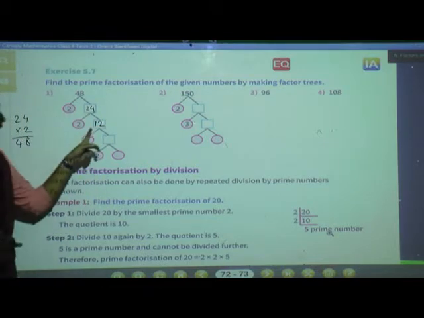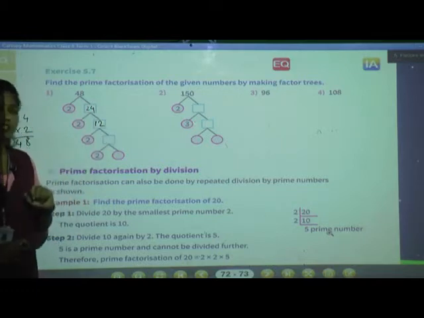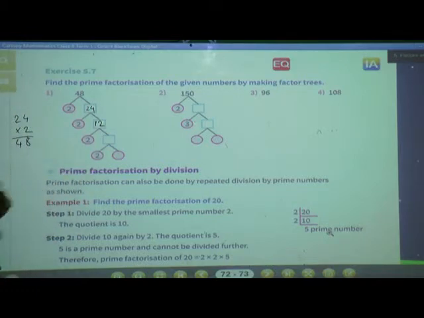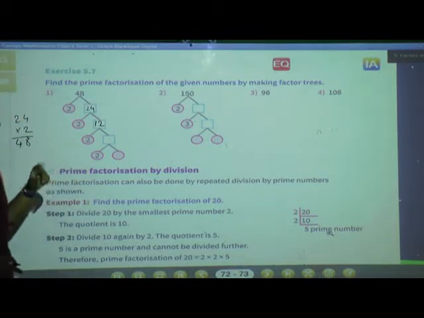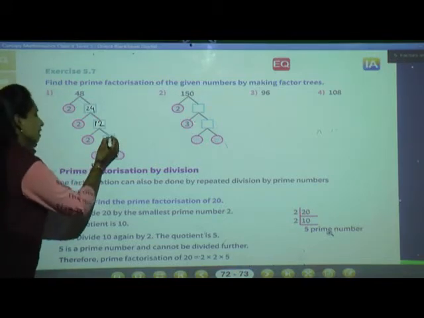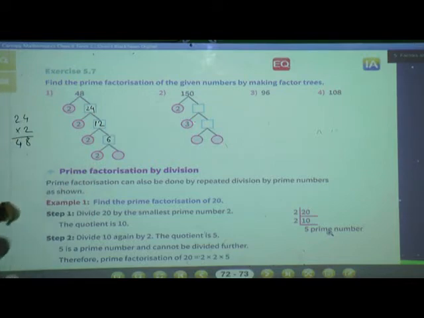Isn't it? Again, 2 is a prime number but 12 is a composite number. We want all prime numbers only. So again we need to split up 12. Yes. How can we split it up? 6 2s are 12. Isn't it?